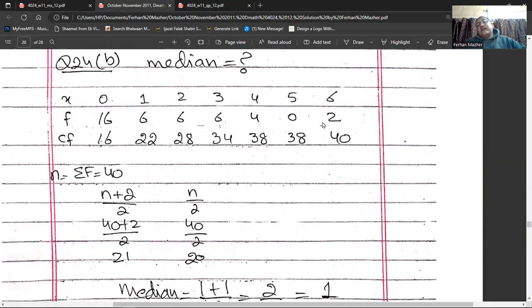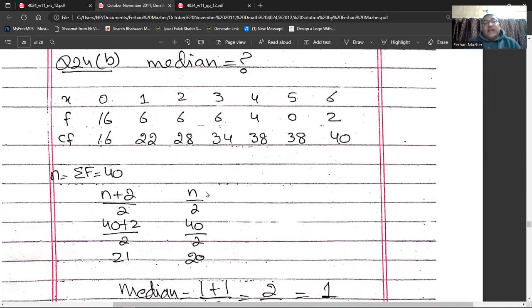Because the sum of the frequencies, the last number on the cumulative frequency, is 40, which is an even number, in the data there will be two numbers in the middle, and their average will be the median. Those two numbers can be found by (n plus 2) by 2 and n by 2. Here n means the sum of frequency, that is 40. 40 plus 2 divided by 2 will be 21. n by 2 is 40 by 2, that's 20.